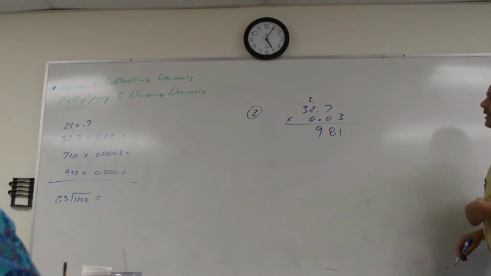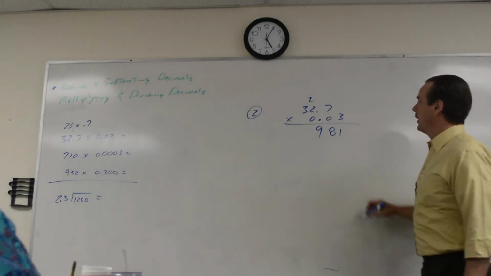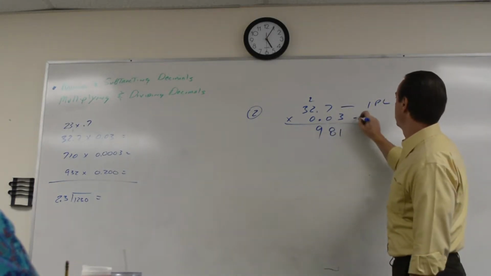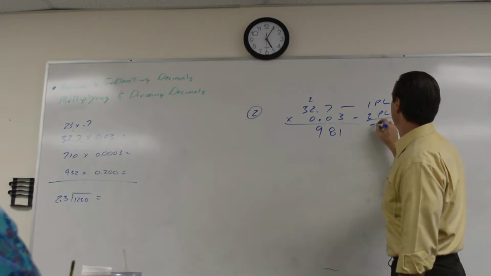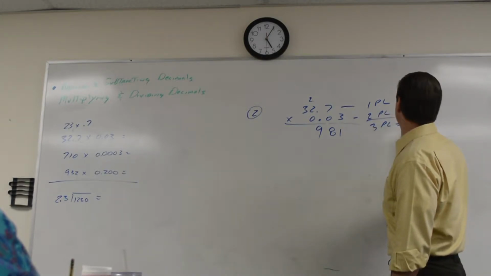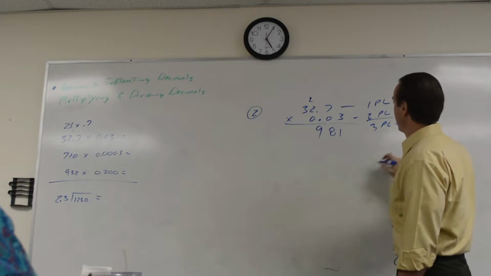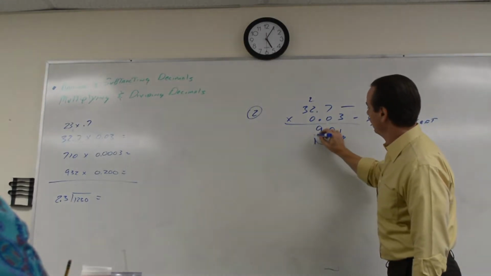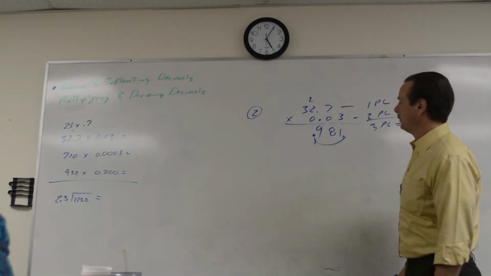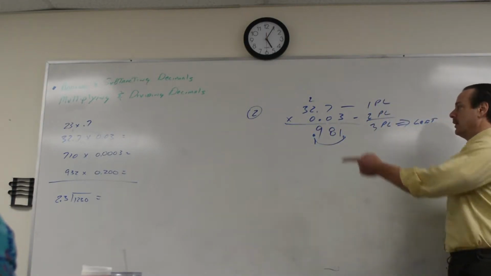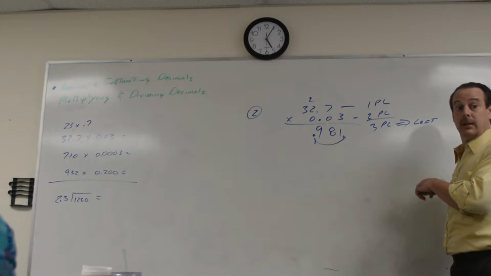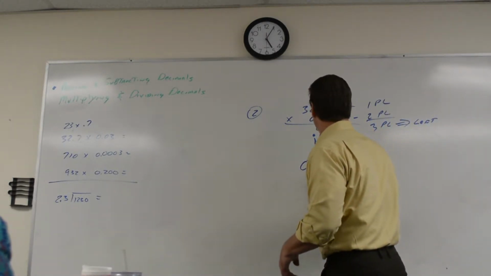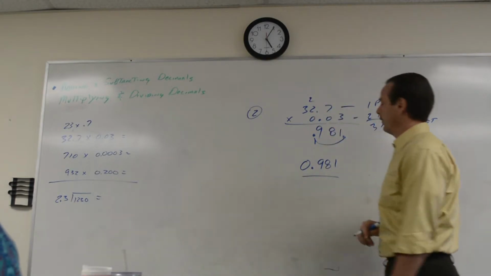Let's go back and count up the digits to the right of the decimal. This one has 1 place. This one here has 2 places. The total is 3 places. So I start here and I have to move it way over to here. We have to add a 0, so add a 0 to it. That's your final answer.